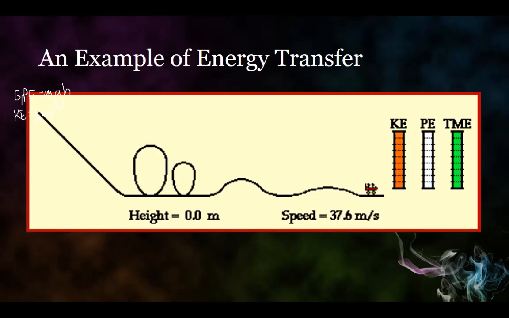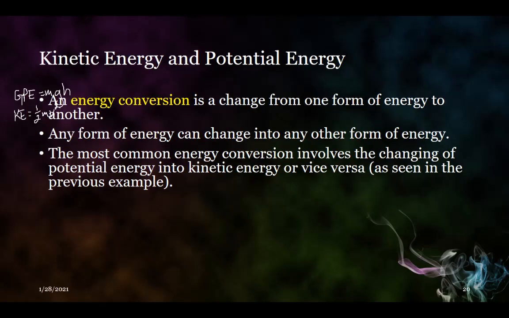And if we can calculate the potential energy at any point in time, we know that the rest has been converted into kinetic energy. This is a form of what we call an energy conversion, where we change one form of energy into another form of energy. The most common example is the one I showed you on the previous slide when we start looking at kinetic and potential. But we can also look at this in terms of other forms of energy.